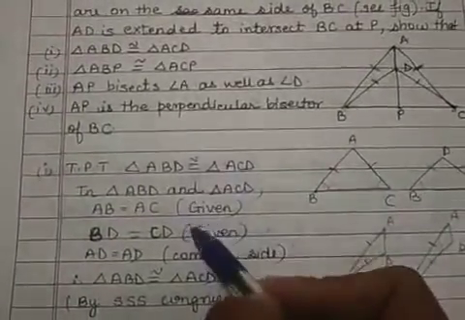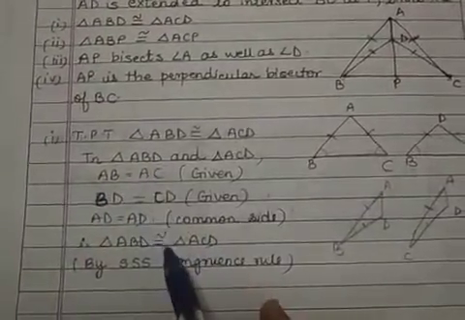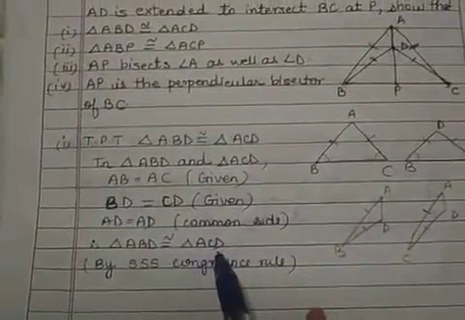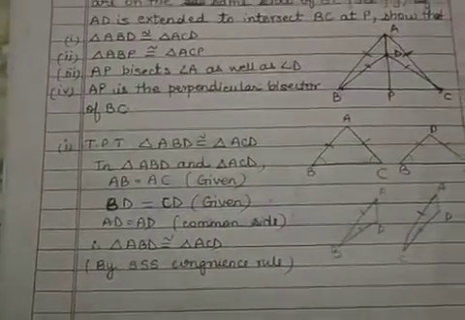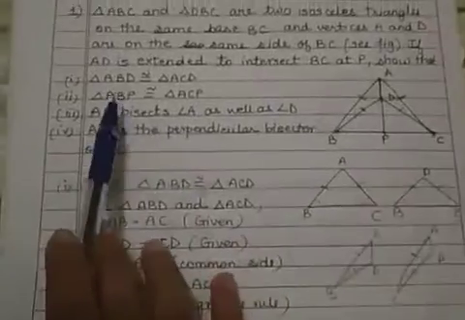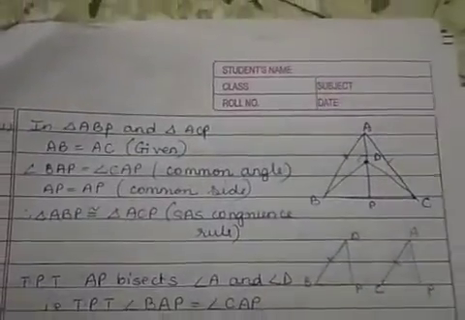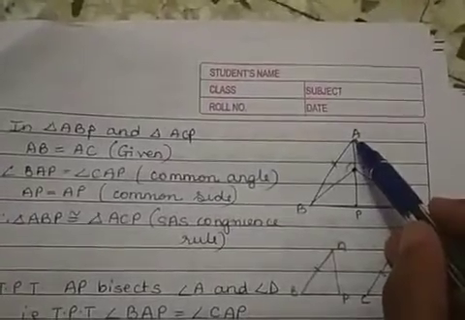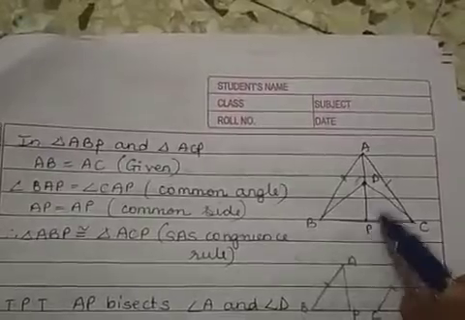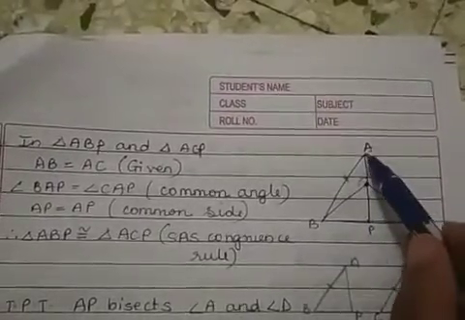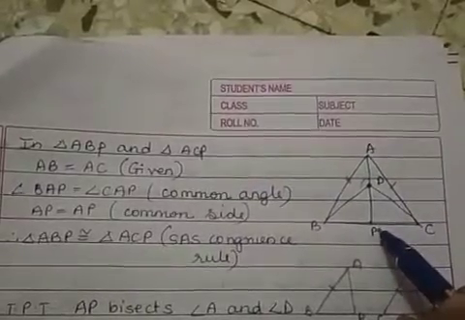So we have got three conditions. So I can say triangle ABD is congruent to triangle ACD by which rule? It is the SSS rule. This is the first condition. Now let us prove the second condition. We have to show that triangle ABP and triangle ACP are congruent. So let us take these two triangles, triangle ABP and triangle ACP.